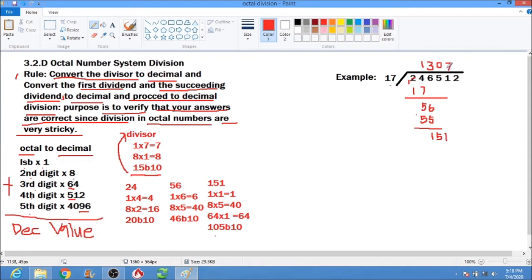So this is 7. 7 times 7 is 49. 49 divided by 8 is 6, meaning 49 minus 48 is 1. So 1, and 48 is the carry.